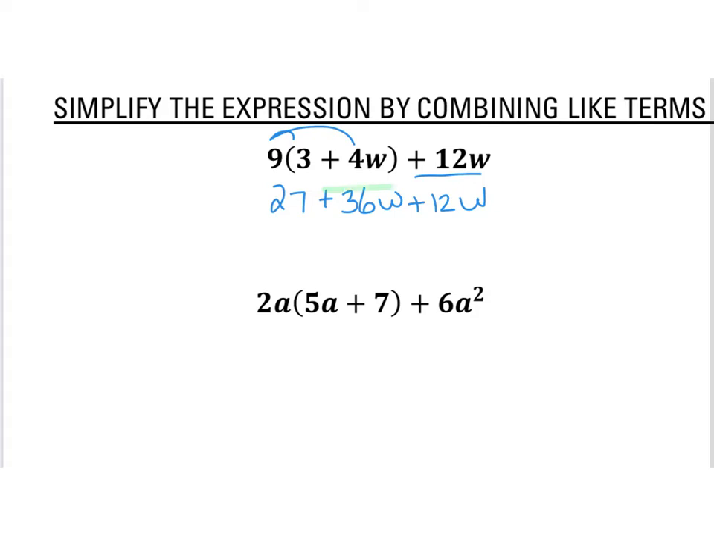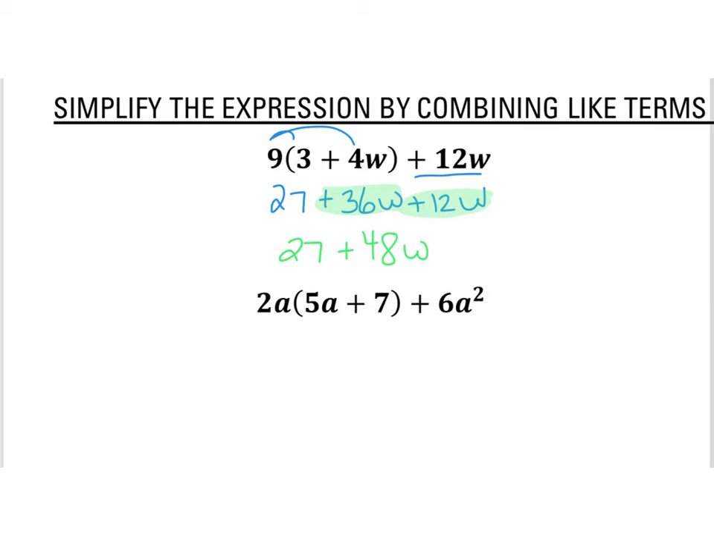So if I look, I have one set of like terms here, which would be our 36w and our 12w. So we would add those together to get 48w, and then plus our 27, we would bring that down.